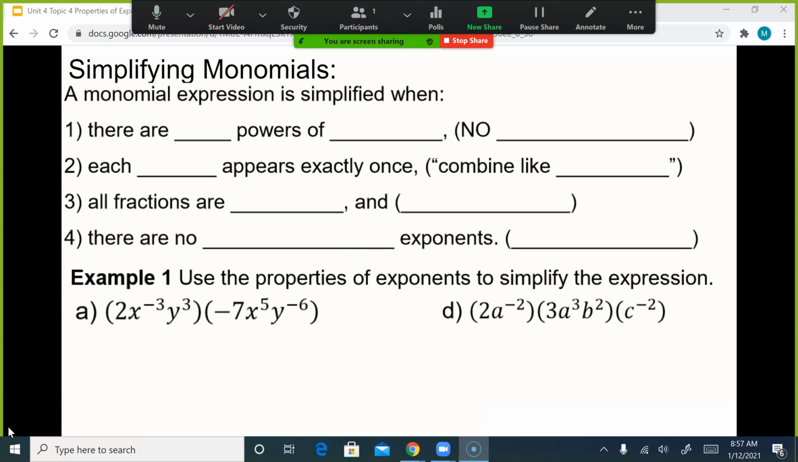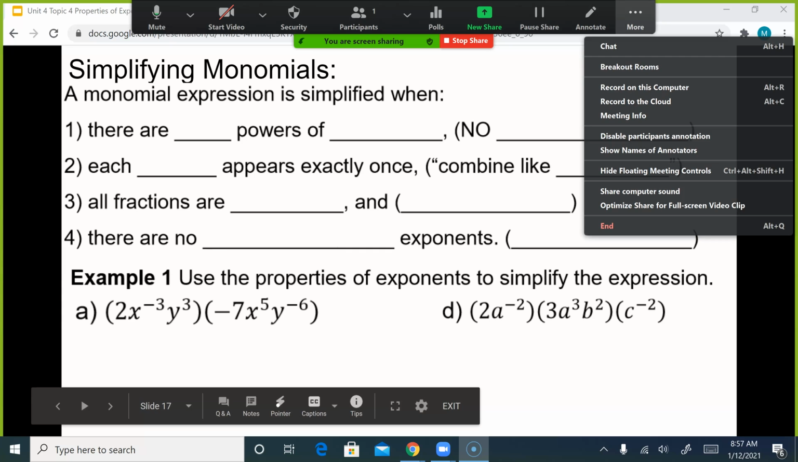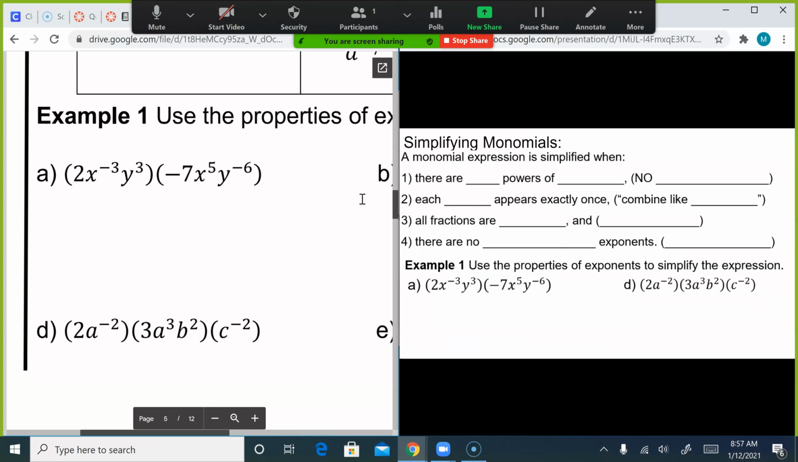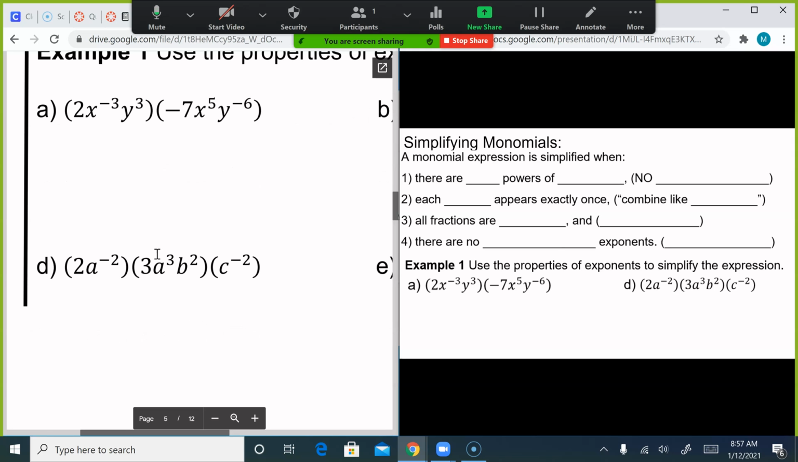So now the final part is some example problems, like the ones you're going to have on your homework. I'm going to put the steps over here, and then I'm just going to go ahead and work them out over here on your notes. That way I have a little bit more room to work.